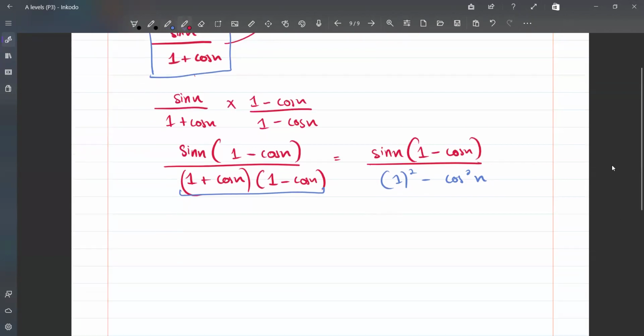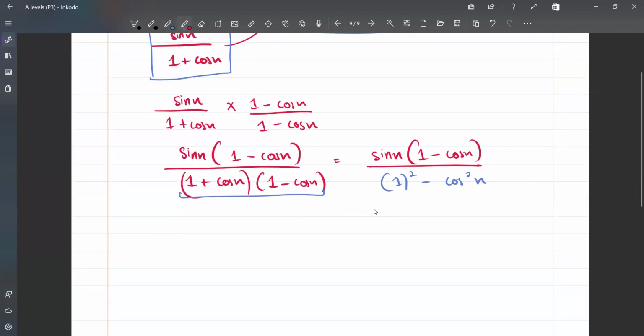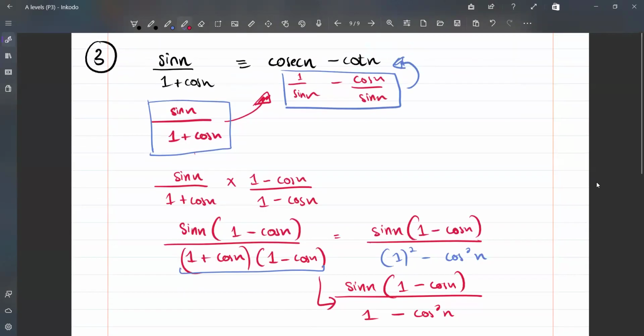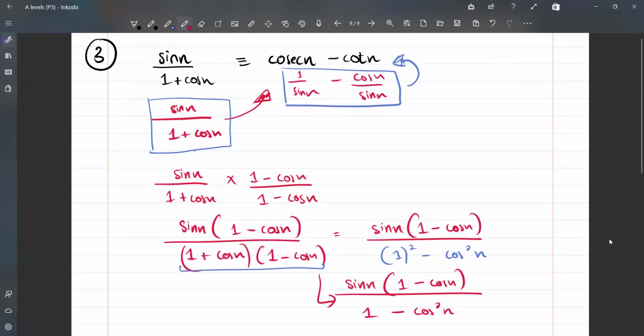So we can safely do this. And then we can write this as sine x upon 1 minus cos x upon 1 minus cos square x. All right. So what next? We need to prove this.